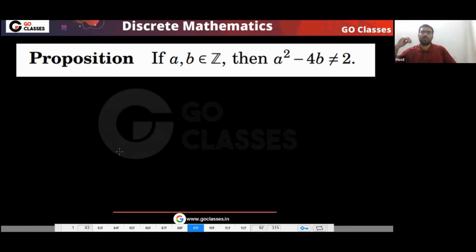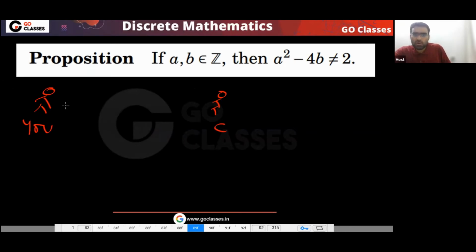Consider this example. The question says we have to prove: if a, b are integers, then a square minus 4b can never be 2. It's like a game. This is you and this is a child. Let's call him C.